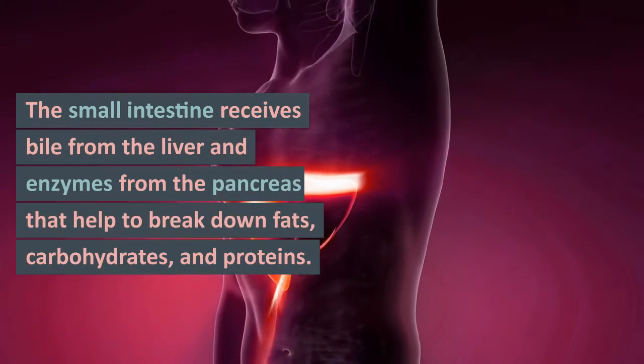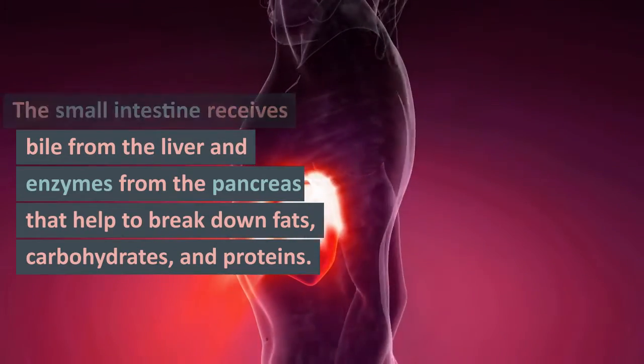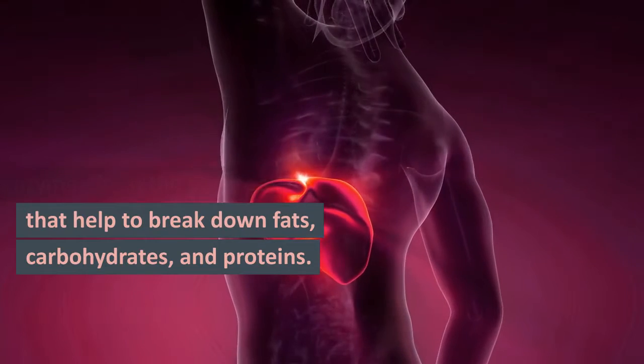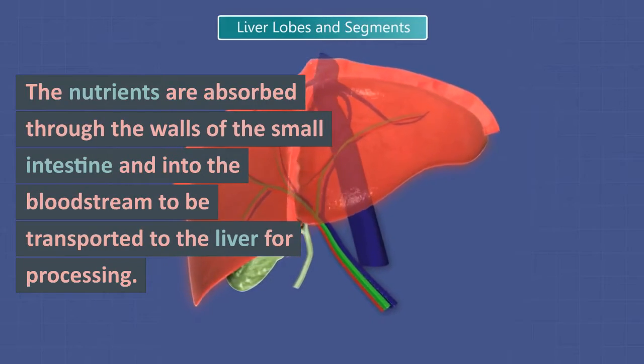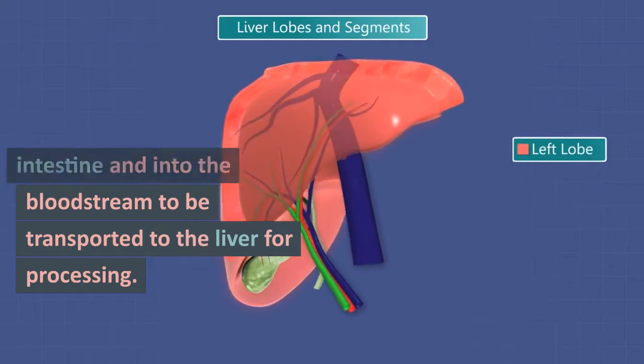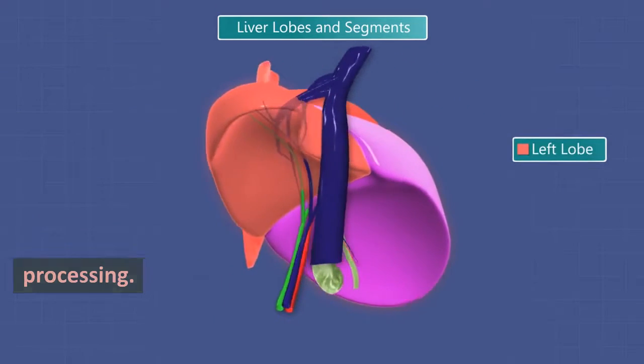The small intestine receives bile from the liver and enzymes from the pancreas that help to break down fats, carbohydrates, and proteins. The nutrients are absorbed through the walls of the small intestine and into the bloodstream to be transported to the liver for processing.